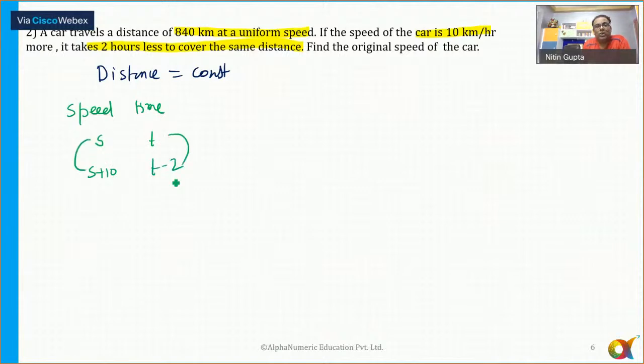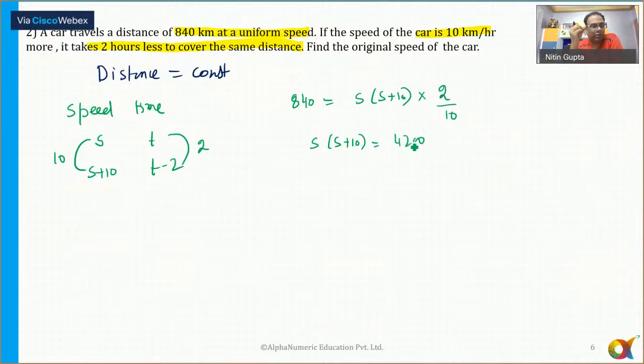So two scenarios. What is the change in speed? Change in speed is 10 and change in time is 2. So simply apply the formula here. Distance, 840, is equal to s into s plus 10, into change in time 2 upon change in speed, that is 10. So I'll get a very simple equation: s into s plus 10 is equal to 840 into 10 by 2, that is 420 into 10, which is 4200.